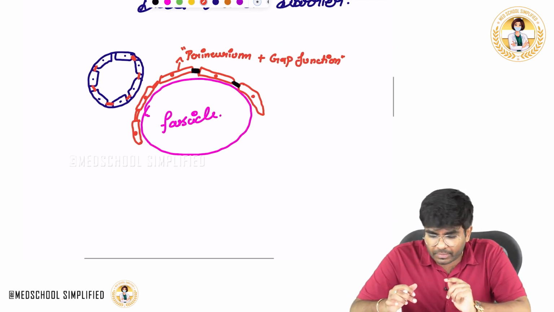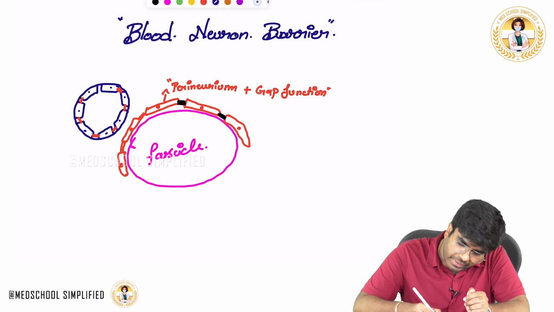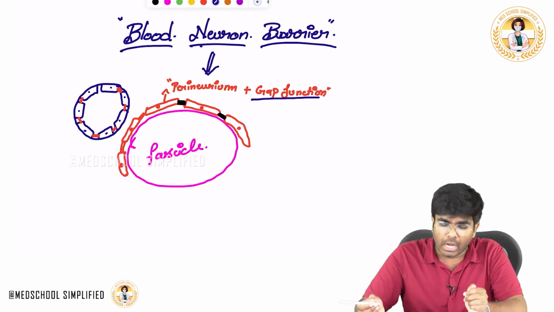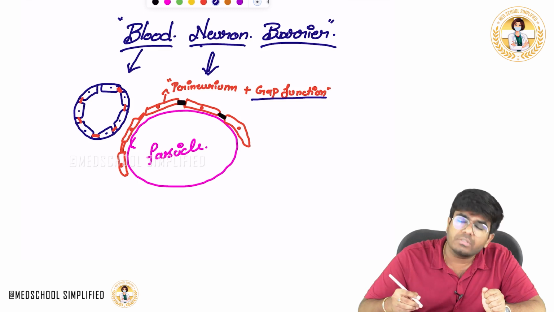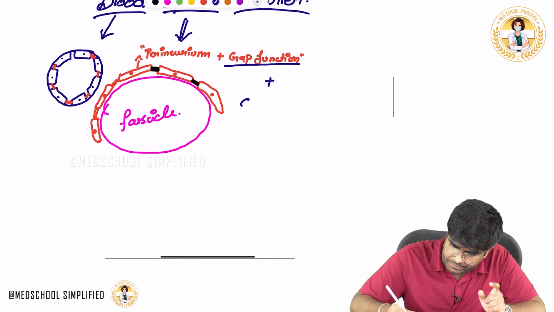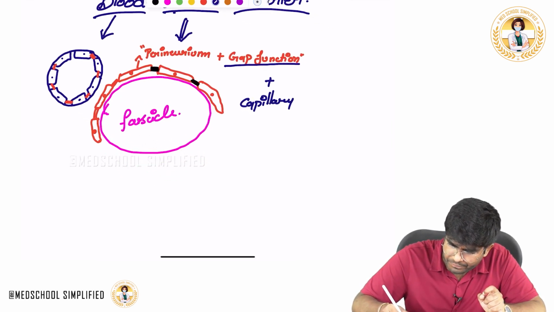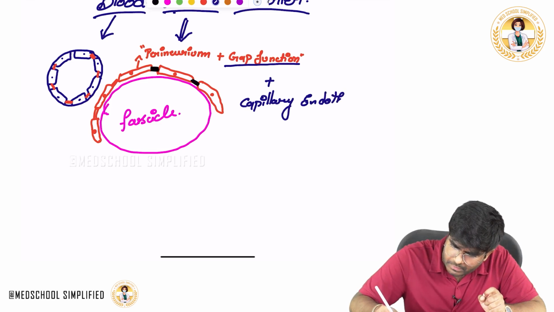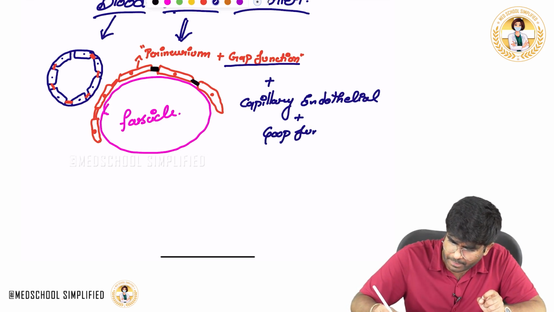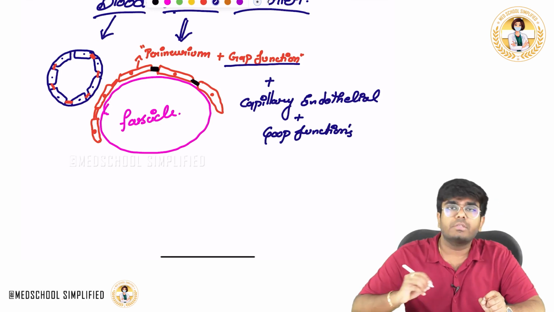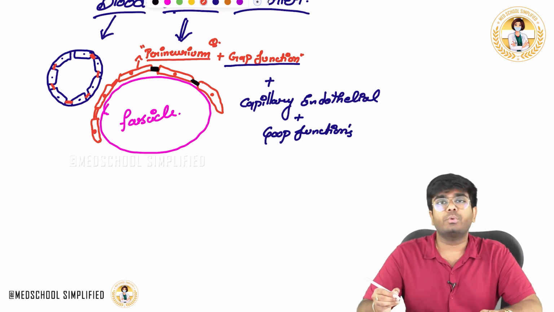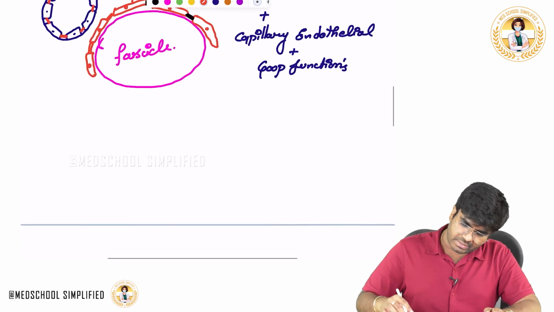Okay, so the point which I want you to know is this blood neuron barrier is formed by which connective tissue layer? The perineurium along with the junctions. And not only that, this blood neuron barrier is also formed by the capillary endothelial cells along with the junctions. Okay, so these are the MCQs which I want you to know. The MCQ point here is who forms the blood neuron barrier? It's the perineurium.